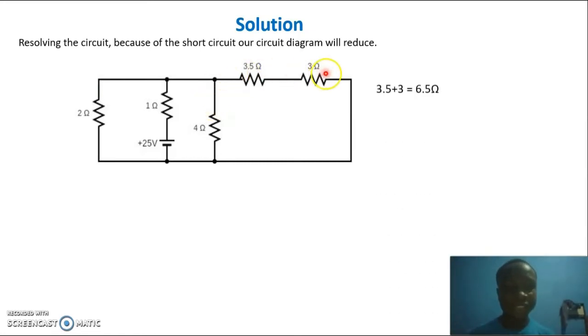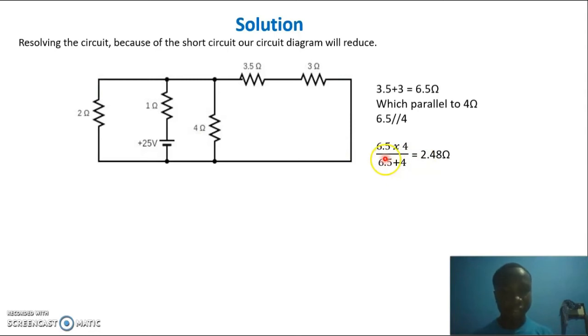This 3.5 and the 3 ohm are in series, so we add and we have a resultant of 6.5 ohm, which will be in parallel with our 4 ohm resistor. So our resultant will be the product divided by their sum: 6.5 times 4 divided by 6.5 plus 4, which gives us 2.48 ohm. That will be our resultant.